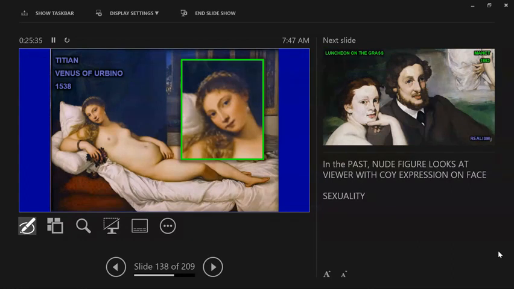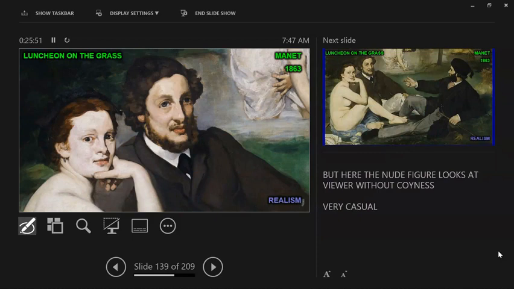Like I said, in the past, the nude figure would look at the viewer with a coy expression on her face. It's rather sexual. And it's almost like she's inviting you closer. But this one, she's just looking at you very matter-of-factly. There's no coyness here. It's very casual. And that's another thing that makes it shocking.